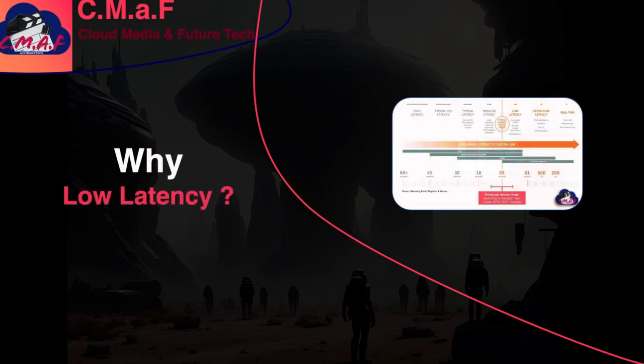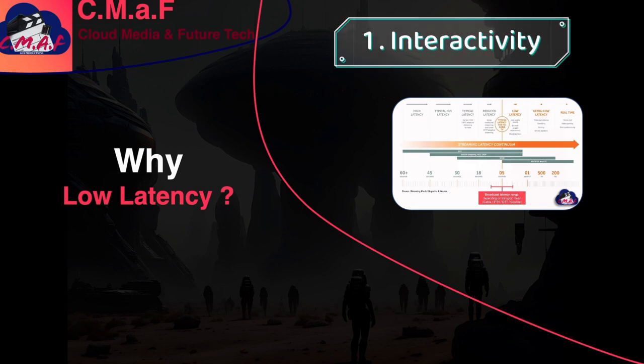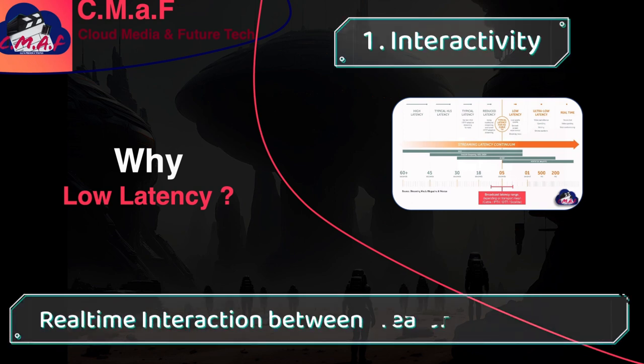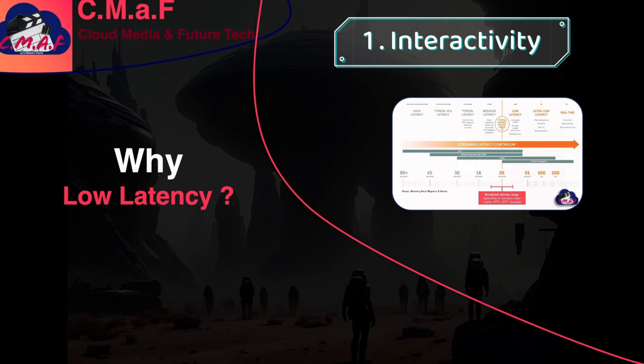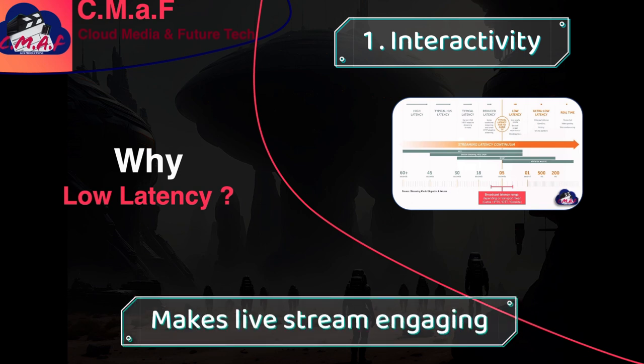Low latency is crucial for multiple use cases, like real-time interaction. Low latency allows real-time interaction between the content creator and the audience. For example, in live gaming streams, the streamer can respond to comments, questions, and reactions from the viewers almost instantly. This creates a more engaging and interactive experience.